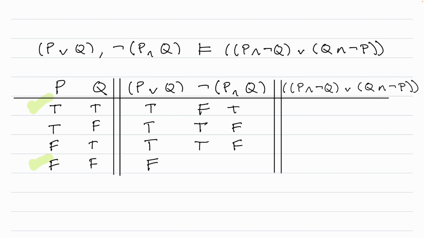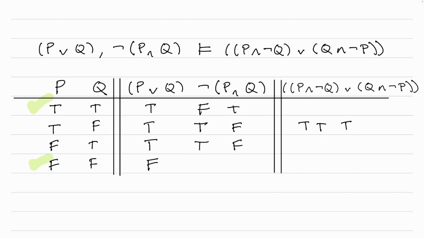It's a more complicated formula, but luckily we only have to evaluate it on the second and third lines of the table. Let's start with the second line. On that line, Q is false, so not Q is true. So since P is also true on the second line, the conjunction P and not Q is true, and thus the whole disjunction P and not Q or Q and not P has to be true on this line because the first disjunct is true.